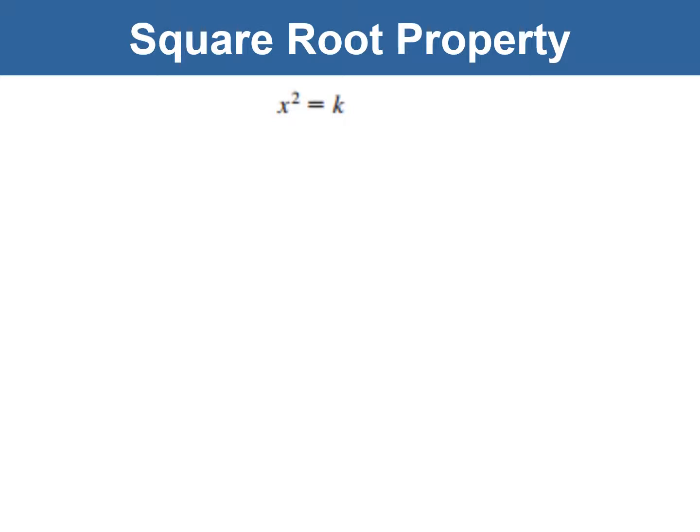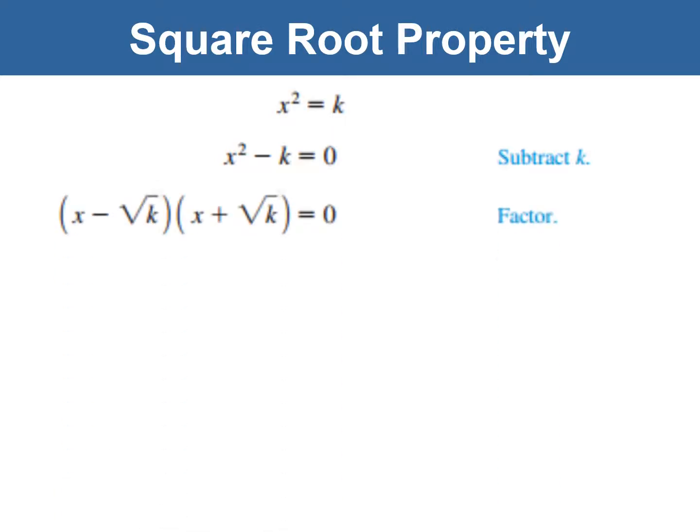Now, the square root property tells me that if I have x squared is equal to k, then I can subtract k from both sides. So I have x squared minus k is 0. So now I have a difference of squares. So I can factor this as x minus the square root of k times x plus the square root of k. And once I have it factored, I can set each factor equal to 0.